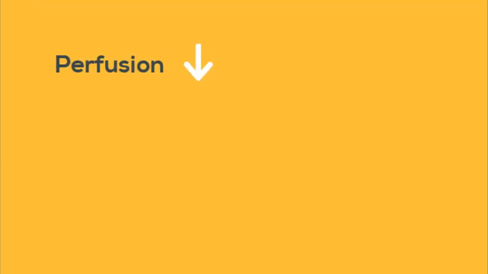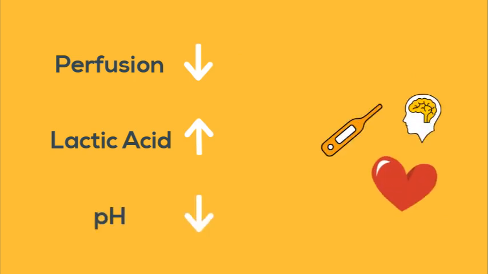As the perfusion decreases, lactic acid continues to accumulate in the tissues, and this buildup of lactic acid actually lowers the pH even further. It's important to note that this acidotic process can be occurring even in the context of normal or near normal vital signs.